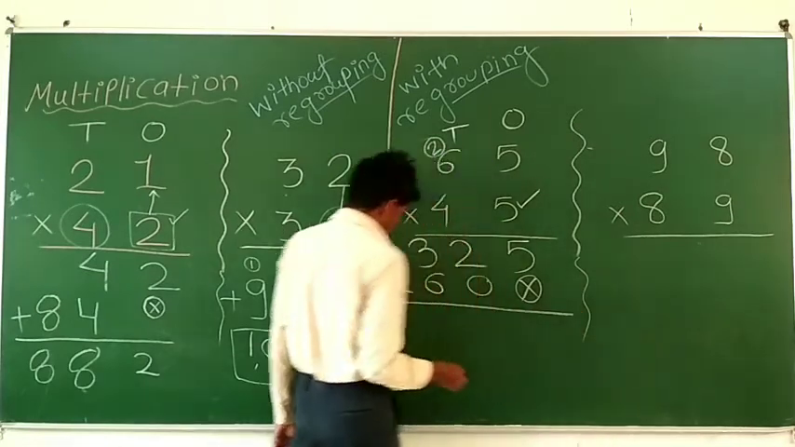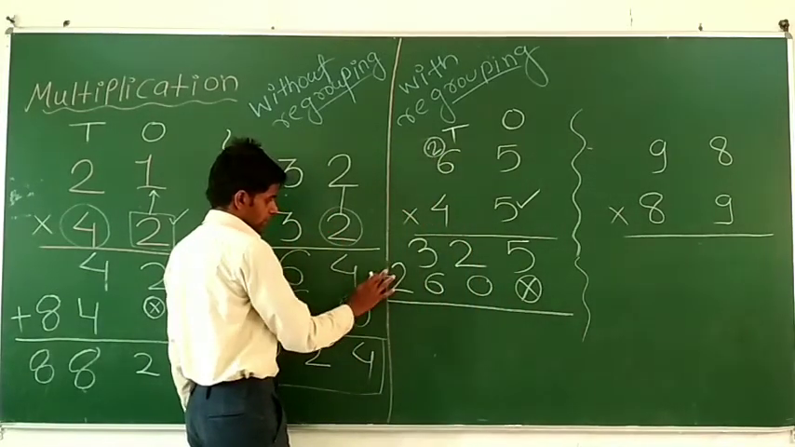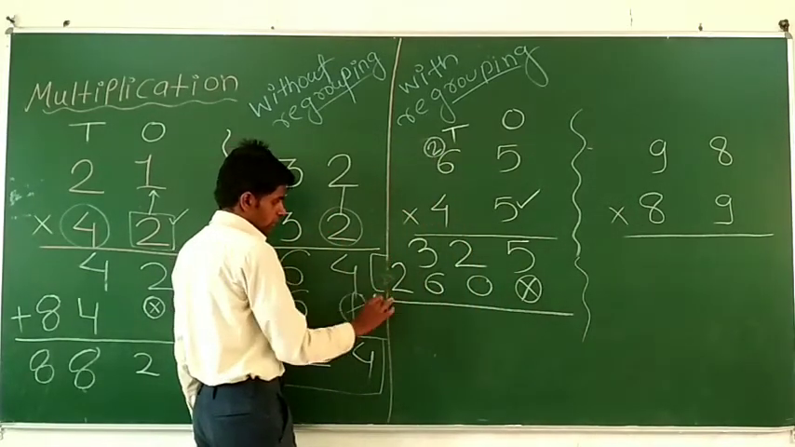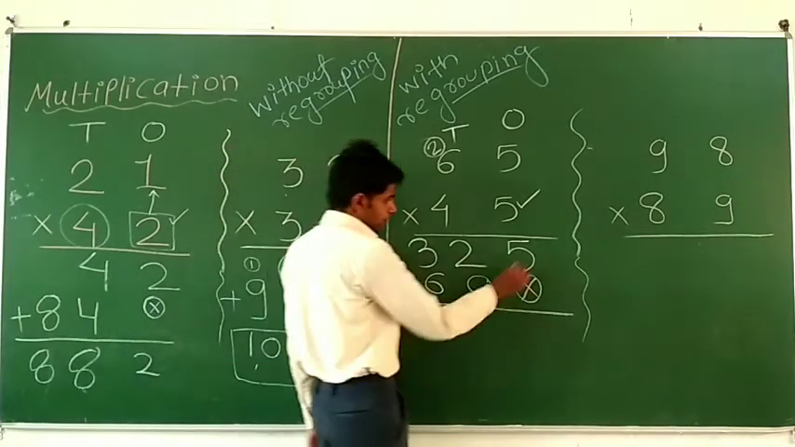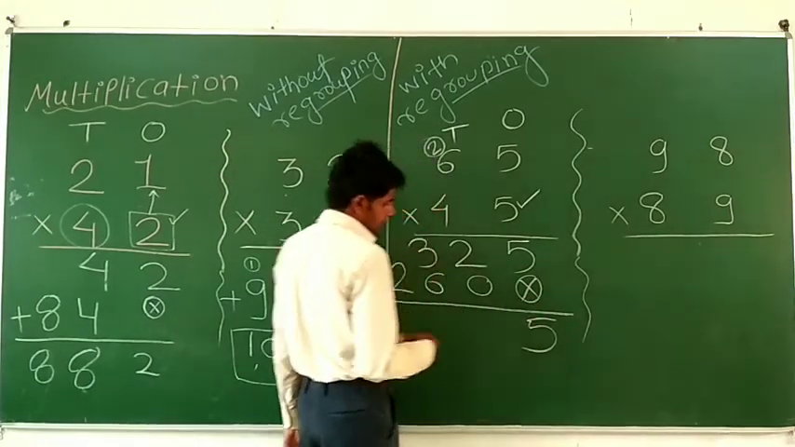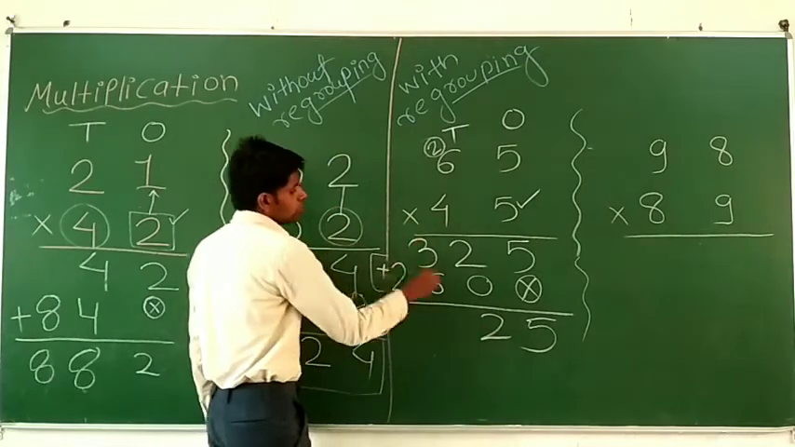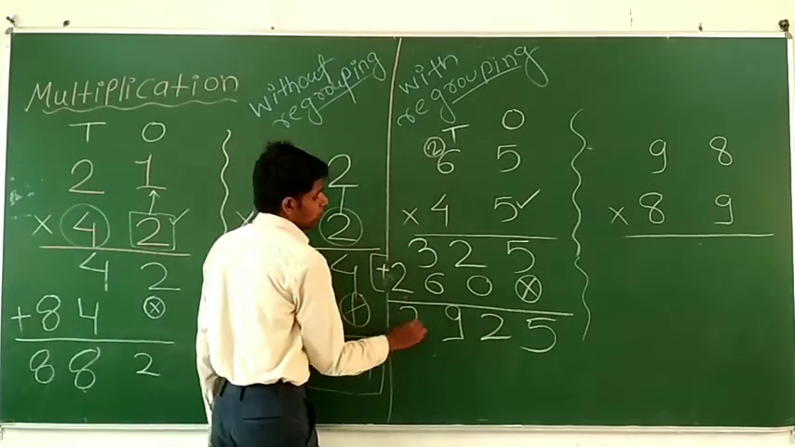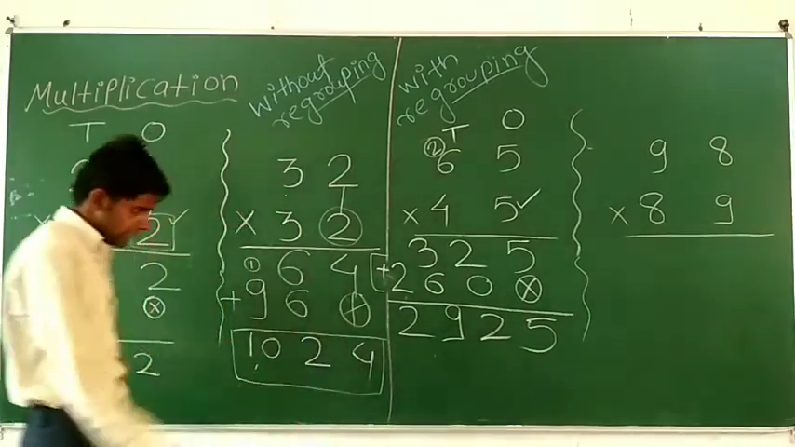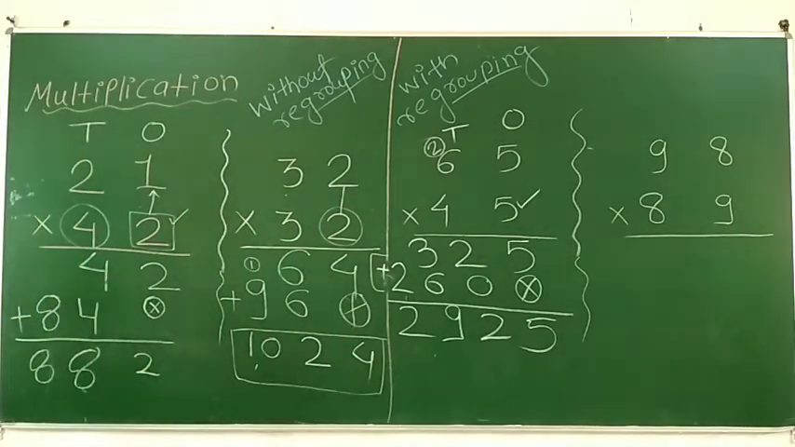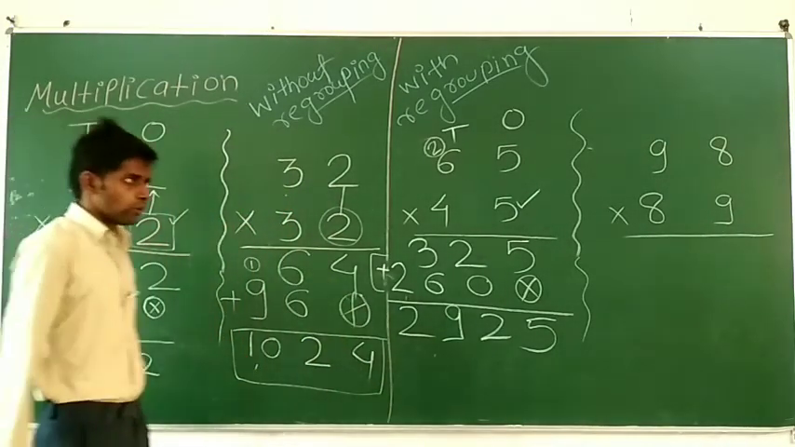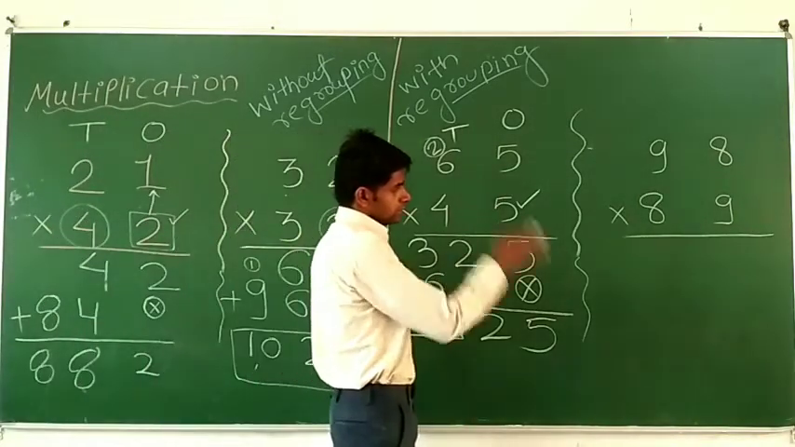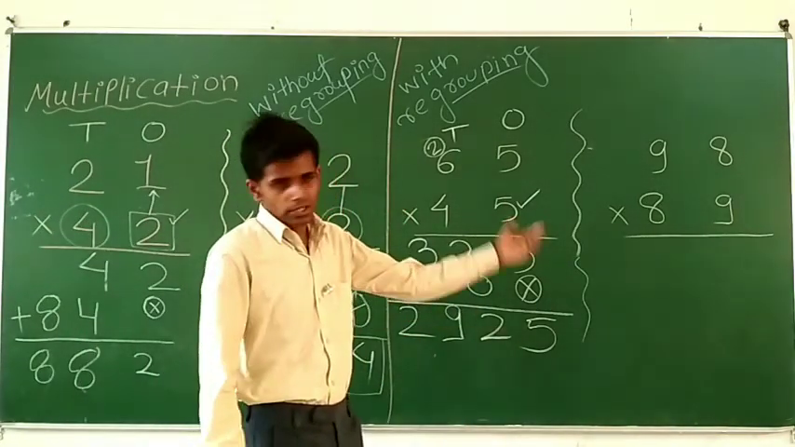Now we have to add. अब हम लोग इसको करेंगे addition. Okay. So now we have to add 5 plus 0 is 5. Here will be 2. 3 plus 6 will be 9. And this 2 will be as it is. So the answer is 2925. Okay. And you have to solve that question.